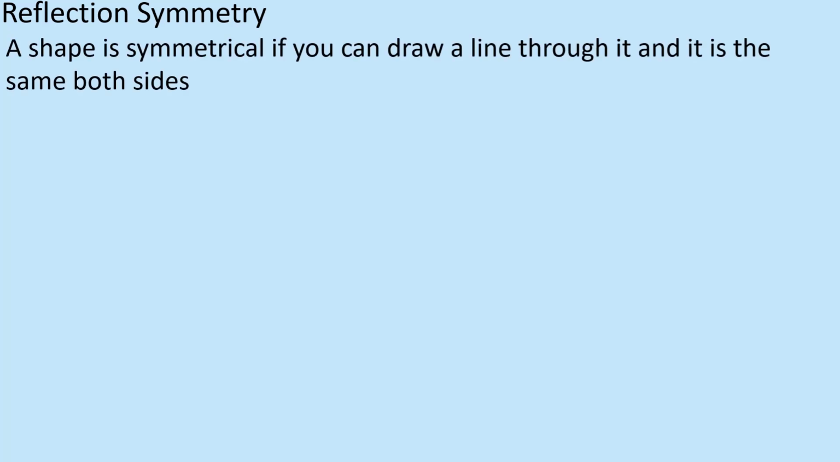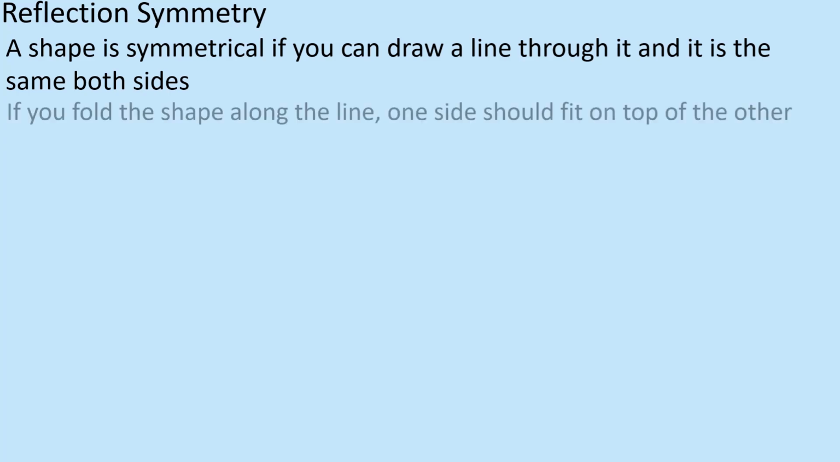The first one I'm going to look at is reflectional symmetry. So this is the idea of thinking about the shapes that you've currently got and then potentially drawing lines which would give you a line of symmetry. So where if you reflected half the shape onto the other half of the shape, you'd get the same thing. Okay. So if you fold a shape along the line, then one side will fit on top of the other. That's the kind of idea.